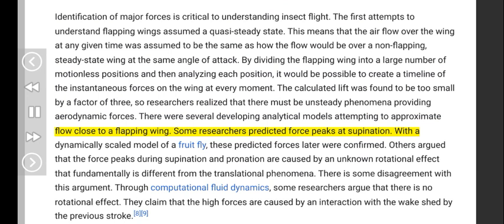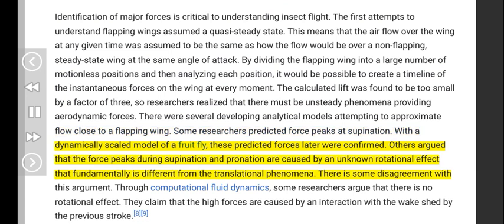Some researchers predicted force peaks at supination. With a dynamically scaled model of a fruit fly, these predicted forces later were confirmed. Others argued that the force peaks during supination and pronation are caused by an unknown rotational effect that fundamentally is different from the translational phenomena. There is some disagreement with this argument.